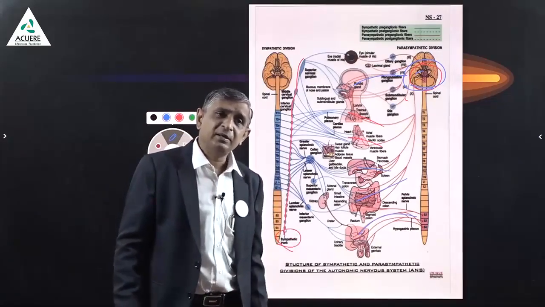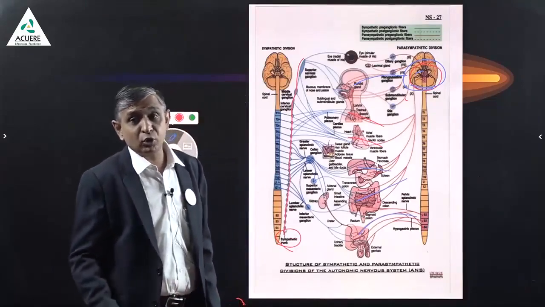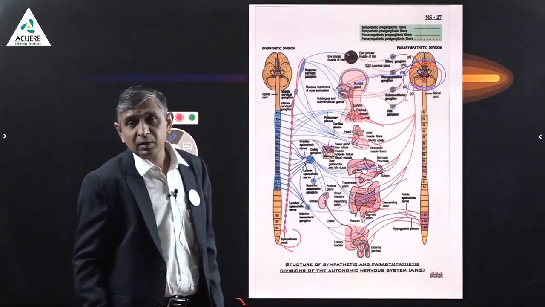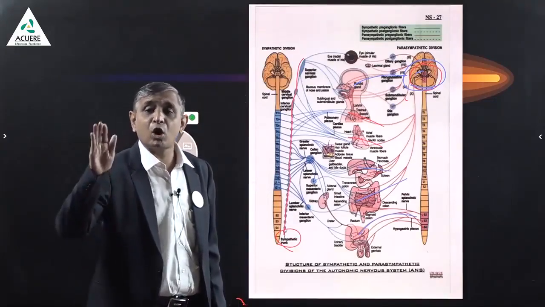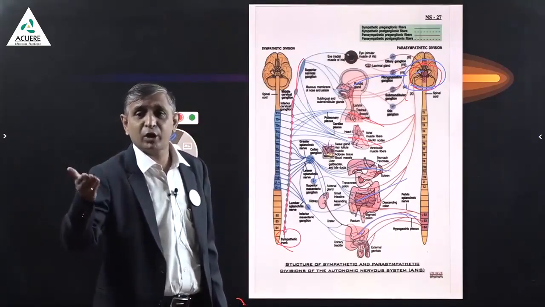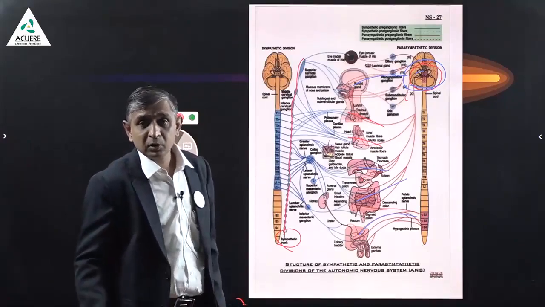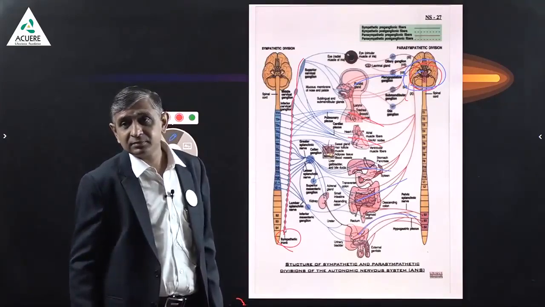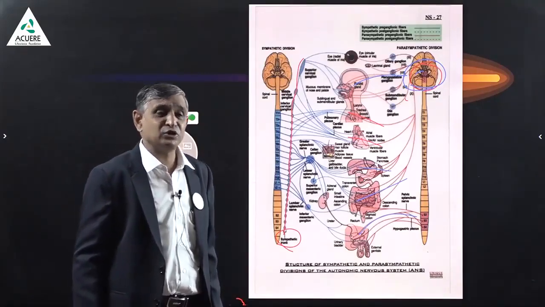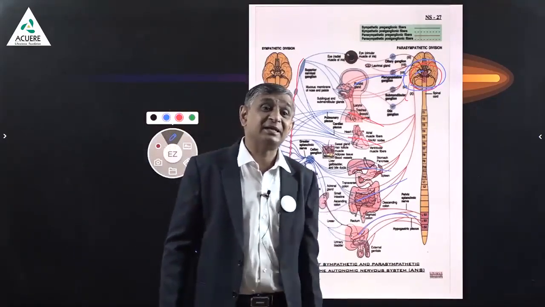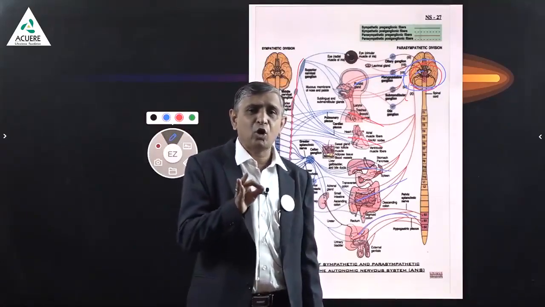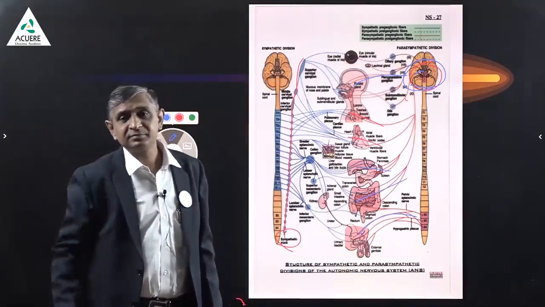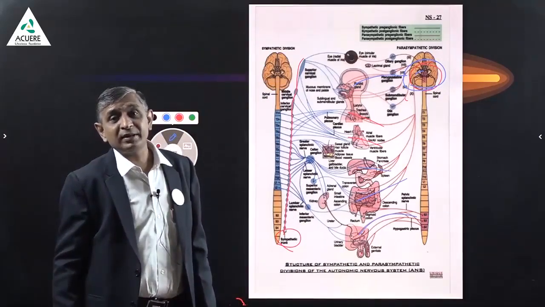Clear to everybody? The drug which is going to block the parasympathetic nervous system, a drug which is going to block the cholinergic nervous system, very simple, cholinergic blocker, will increase the function of the organ concerned. The best example is atropine. Atropine is a cholinergic blocker, increases the heart rate. Getting my point? Yes.